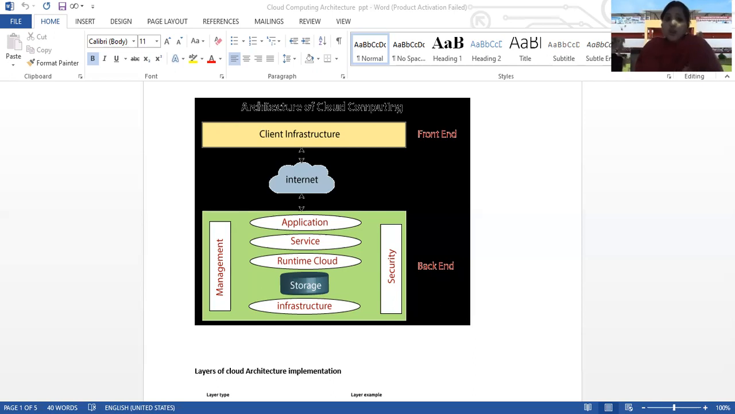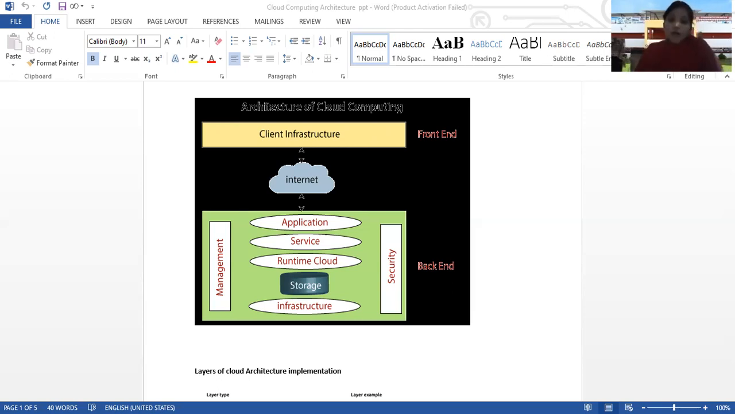So cloud computing architecture is divided into the following two parts. See here, which are the two parts, as you can see in this diagram: front end and back end. Cloud computing architecture is divided into front end and back end. In front end you can see client infrastructure is there, right? And in back end these all are there. So let's discuss.